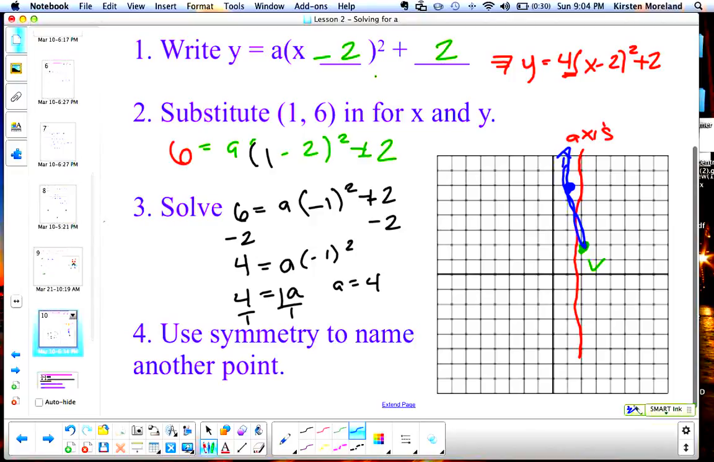Excuse my poor drawing. You can already see that this parabola is getting pretty narrow. Remember, there's going to be a matching point over here. So when it says use symmetry to name another point, all you need to do is go across your axis of symmetry. So it's 1 away.